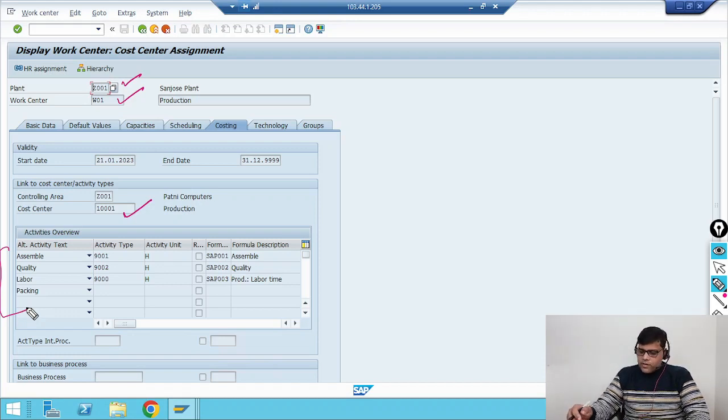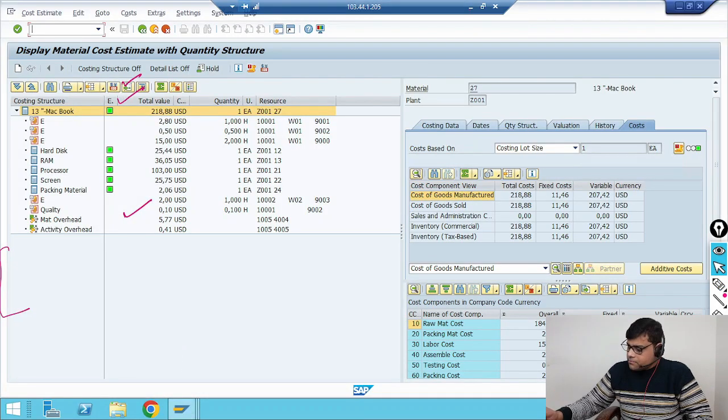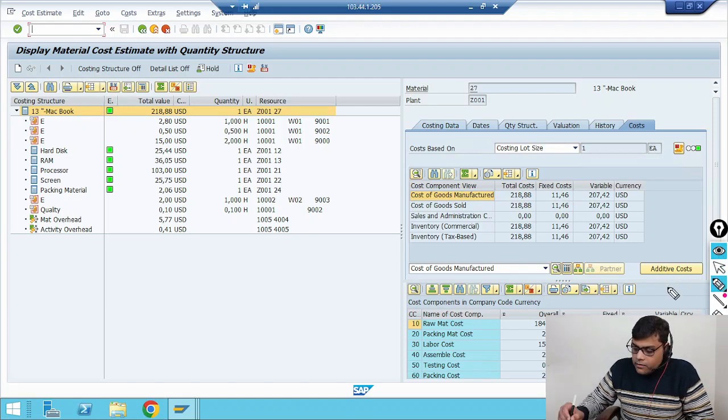In this work location multiple activities are there, and these activities will be done in the PP module. The price will be calculated in the CO module. Once it is integrated, then we are going to have the price of the activities. Now you can see the same thing here. What are the activities I'm using here? This is three activities. This is my operation one. These are my activities. This is my work center.